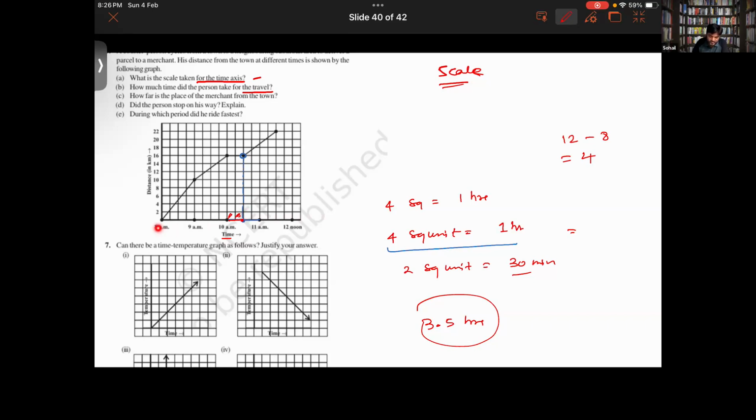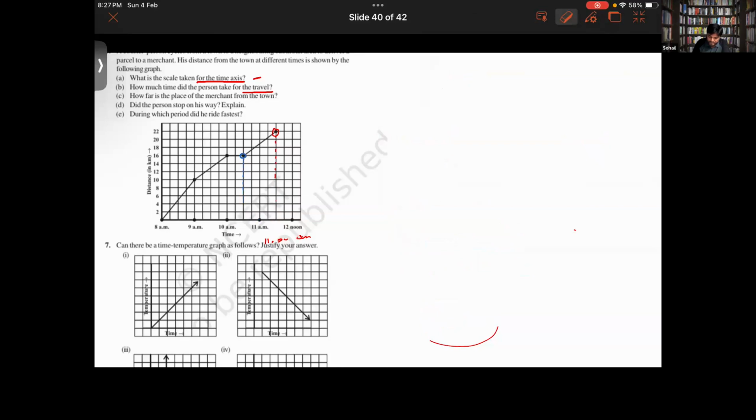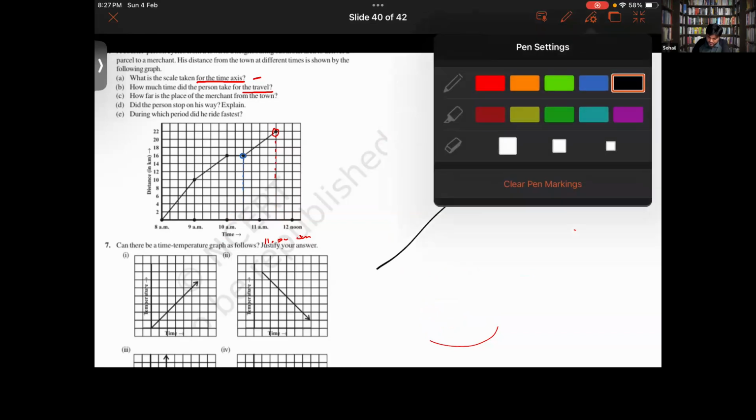Simply, if you were to see that he started traveling at 8 a.m. Okay, now between 11 and 12 noon, if you were to look here, this value is corresponding here on the x-axis, and that is where this will be 11:30 a.m. Between 11 and 12, that is 11:30 a.m. So 11:30 minus 8 a.m. will be 3 hours 30 minutes. Hope it is clear to everyone. Look at the next question. Question number 7.